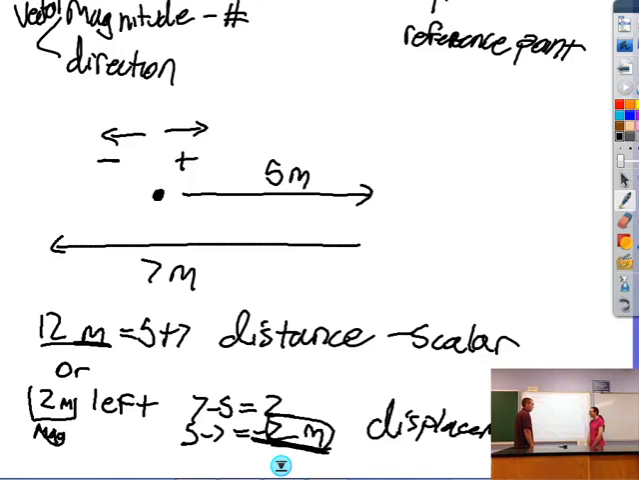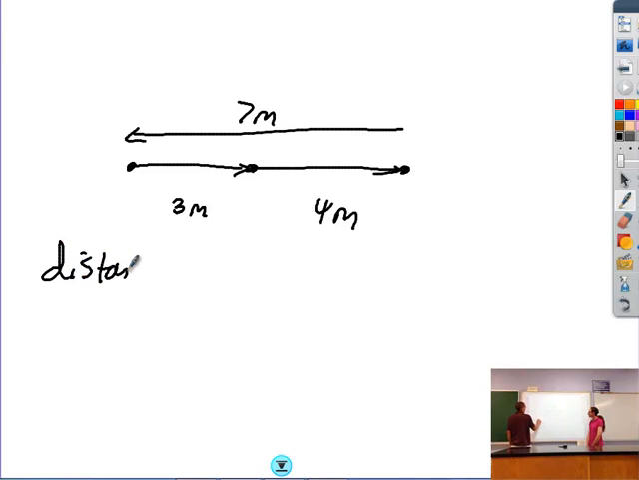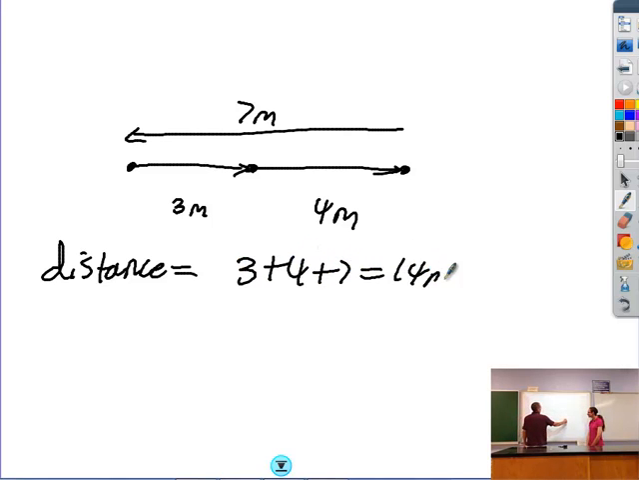No? No. Okay, and here's what I mean when I say no. Let me start a new picture. Okay, you start here. You walk here. Let's say this distance is 3 meters. You walk here, another 4 meters, and then you walk all the way back 7 meters. What's your distance? Well, the distance I walked would be 14 meters, right? 3 plus 4 plus 7 is 14 meters.